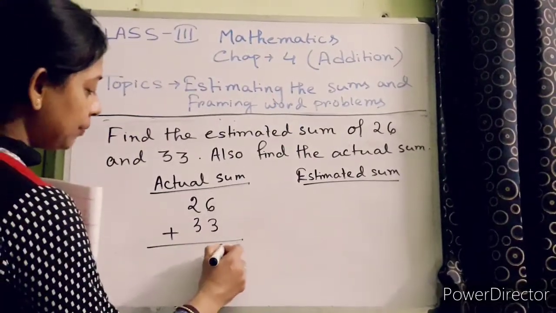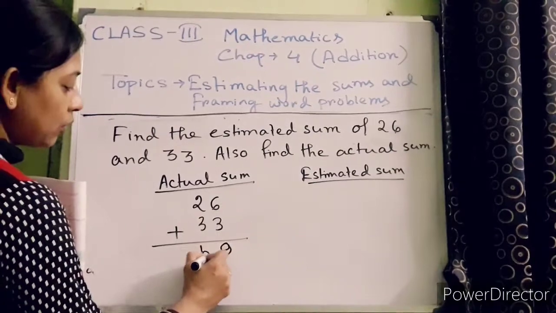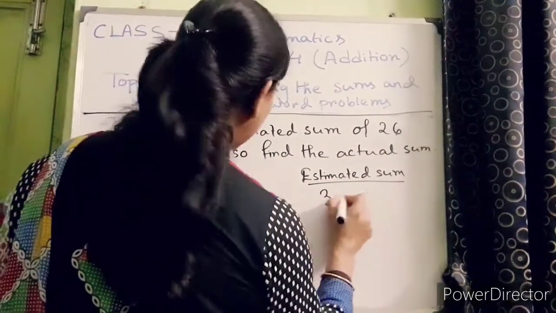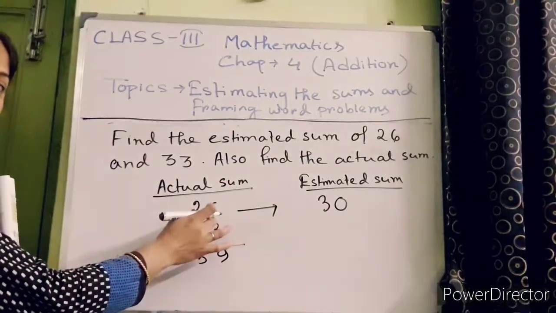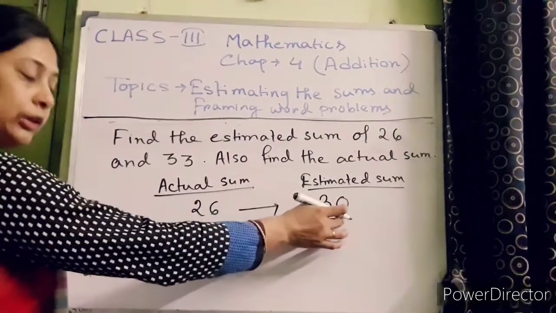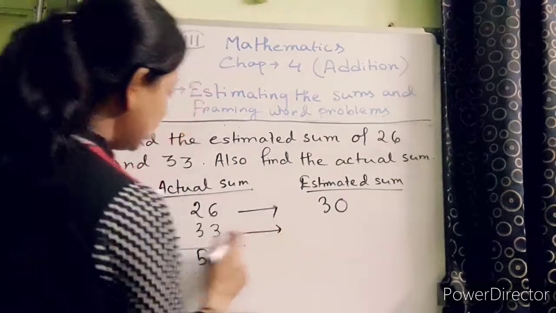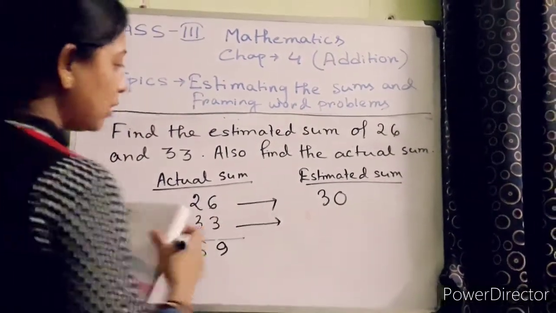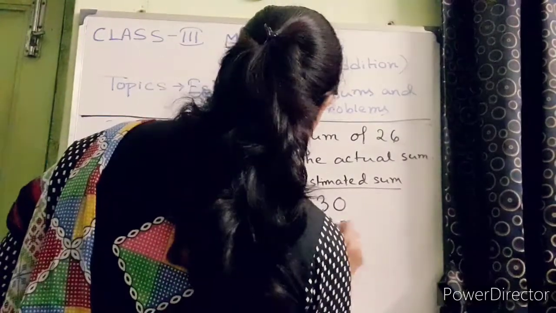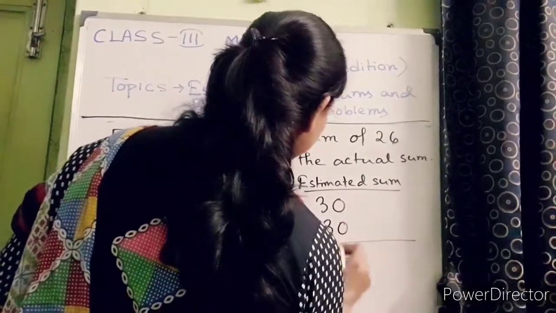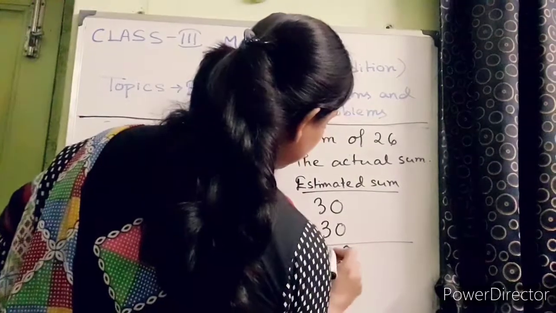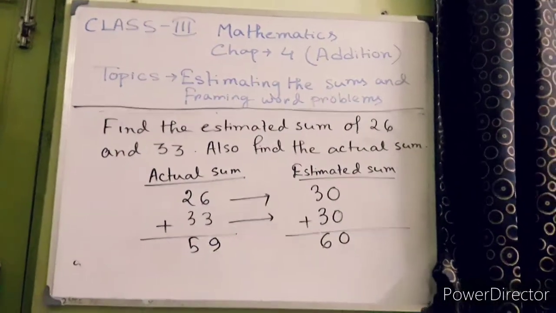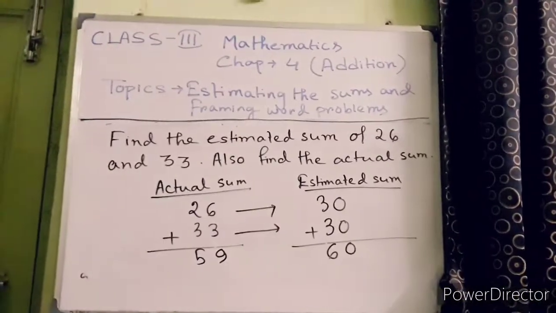6 plus 3, 9. 2 plus 3, 5. 26 rounds up to 30 because 6 is more than 5. So 26 rounds up to 30, and 33: here 3 is in the unit place, 3 is less than 5, so 33 rounds down to 30. So the estimated sum is 0 plus 0, 0 and 3 plus 3, 60. Hence the estimated sum of 26 and 33 is 60 and the actual sum is 59.